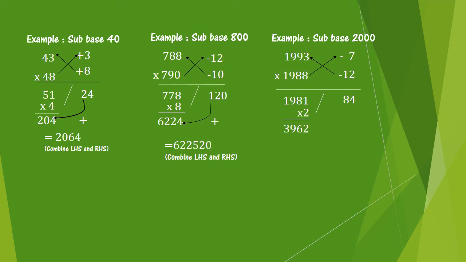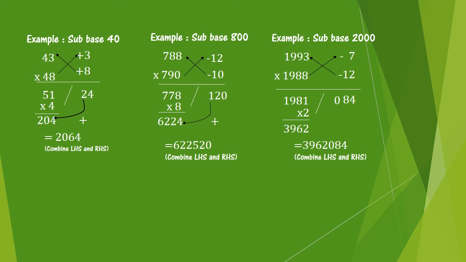But if you notice, now in the right hand side we have only 2 digits. According to the thumb rule, the right hand side digits depend upon the number of zeros in our subbase. Now we have 3 zeros in 2000, so our right hand side should have 3 digits. What we will do over here is put an extra 0 before the 8. That way we have 3 digits now in our right hand side. So now our final answer is 3962084. So this is our final answer.